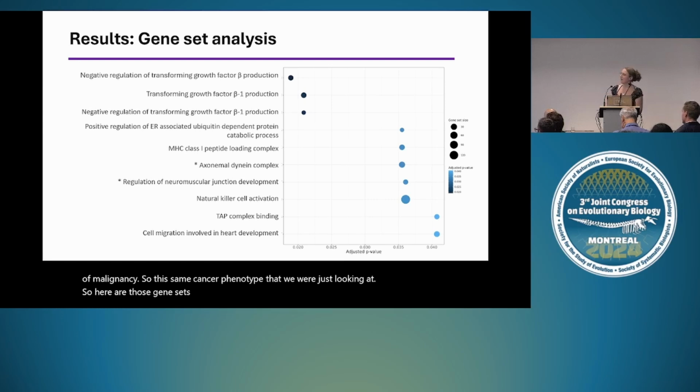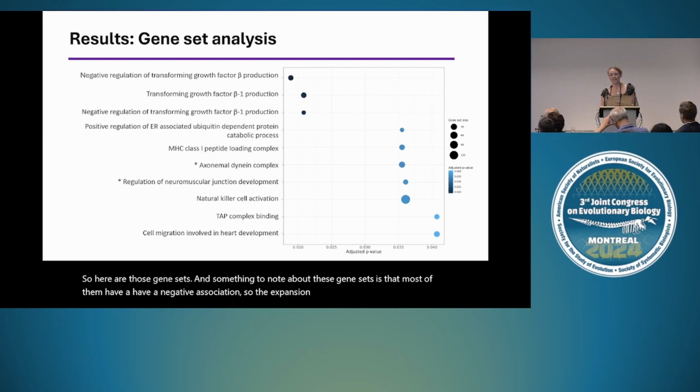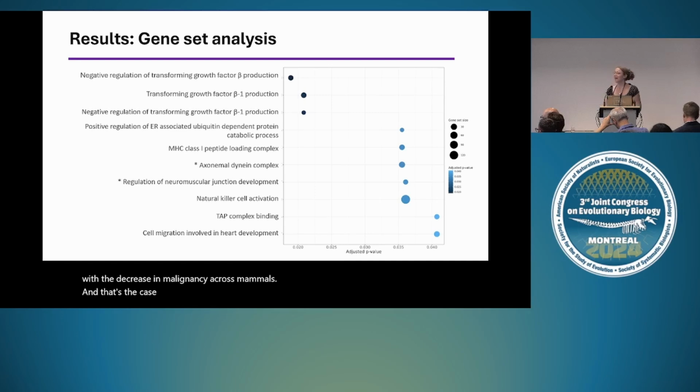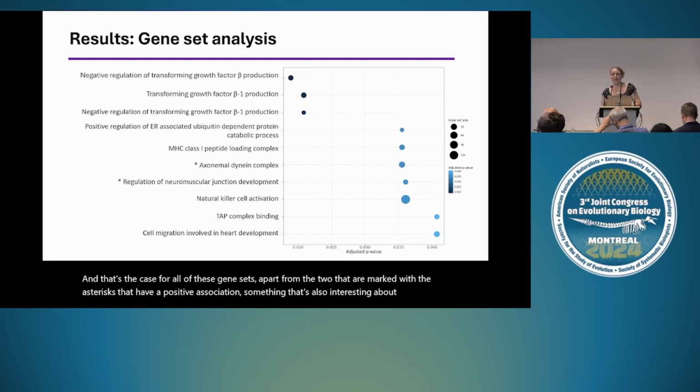Something to note about these gene sets is that most of them have a negative association. So the expansion of these gene sets is associated with the decrease in malignancy across mammals. And that's the case for all of these gene sets, apart from the 2 that are marked with the asterisks that have a positive association. Something that's also interesting about these gene sets is quite a few of them are immune-related, which is interesting in the context of immune evasion in cancer.